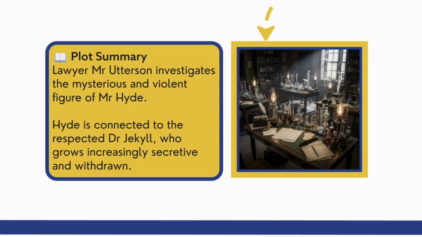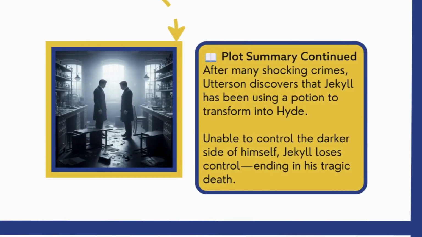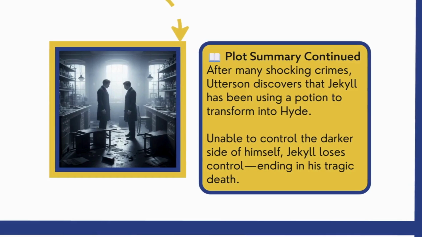And Utterson becomes increasingly intrigued by these two characters, and he's friends with Dr. Jekyll. However, as we can see in that interesting laboratory, Dr. Jekyll retreats to his lab more and more and becomes increasingly secretive and withdrawn. Then as the narrative continues, many shocking crimes happen throughout the novella, and Utterson discovers that Jekyll has been using a special potion to transform into Mr. Hyde. Like I say, they are the same character.